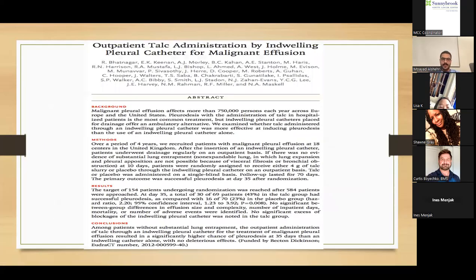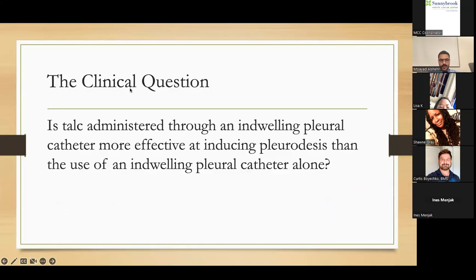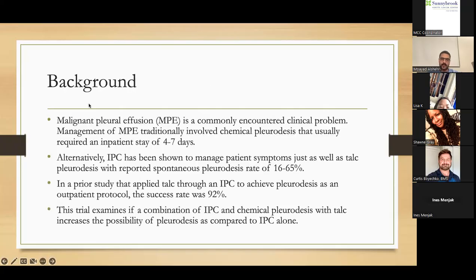The next trial is outpatient talc administration by indwelling pleural catheter for malignant effusion, or the IPC-Plus trial. This was published in NEJM, and their clinical question is: is talc administered through an indwelling pleural catheter more effective at inducing pleurodesis than the use of an indwelling pleural catheter alone? Hence the name IPC-Plus. So should you do IPC alone or IPC with talc, and does that make any difference?